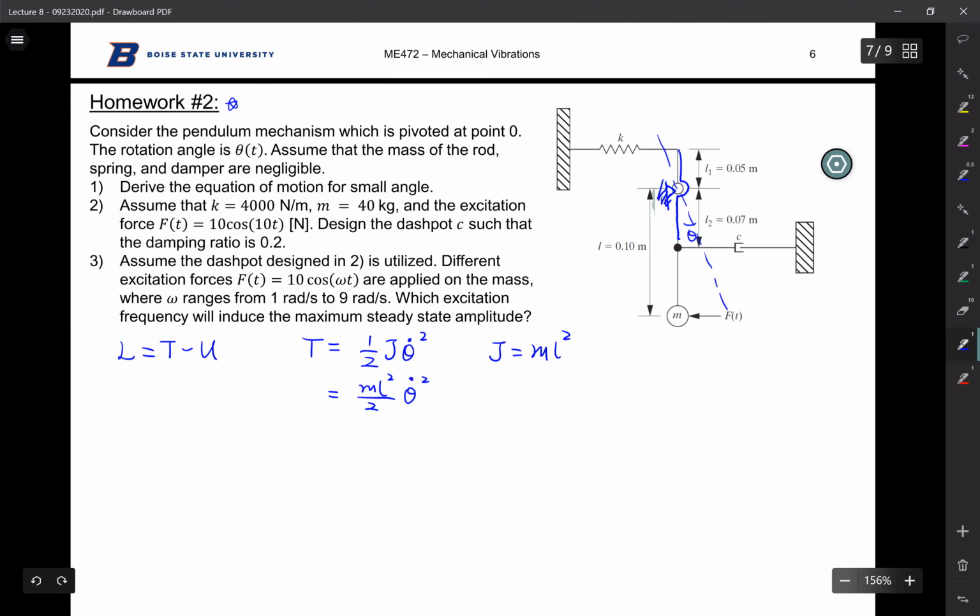And then what's your potential energy? Let's assume the deflection here is x1. It's just half k x1 squared. There's no gravity. Okay, so remember that your x1 is just theta times L1.